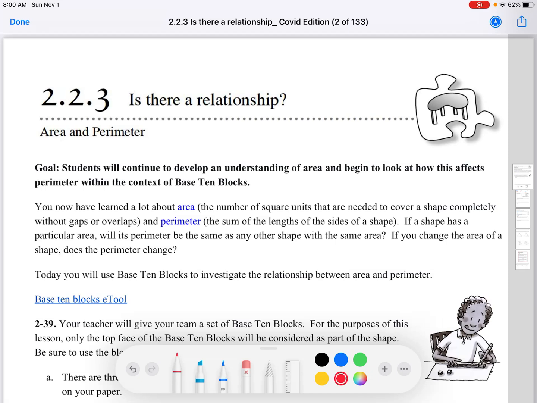This is 2.2.3, and we're going to really put our focus on area and perimeter. So our goal today will continue to develop an understanding of area and begin to look at how this affects that perimeter, and we're going to be focusing it around base 10 blocks today. Base 10 blocks, all right?